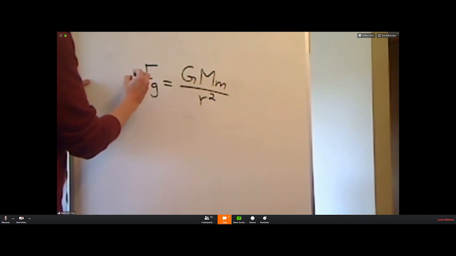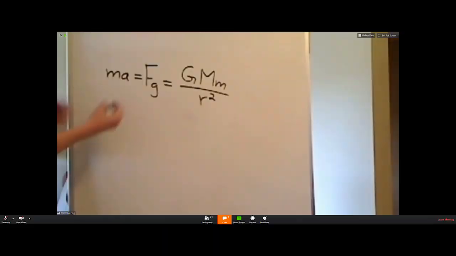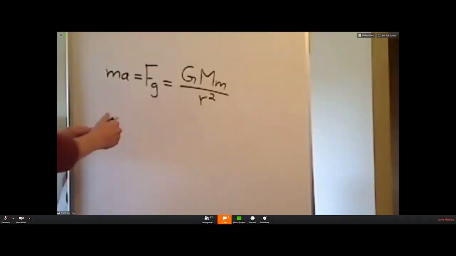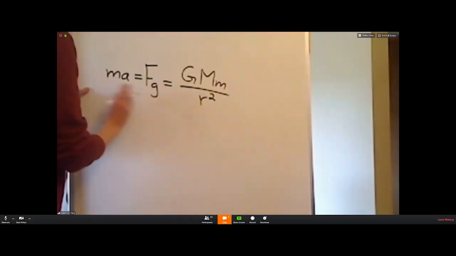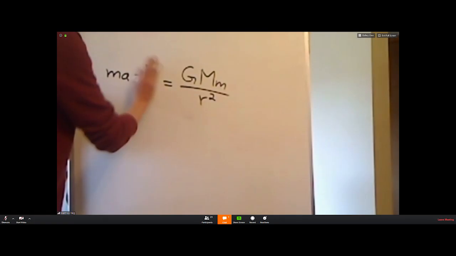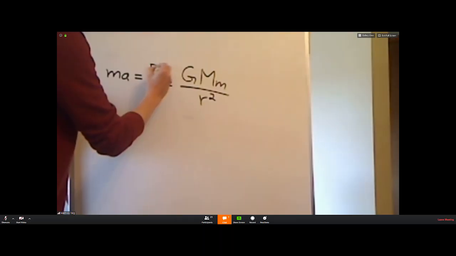So here's my thought. This is ma, and if you want to call that mg, you could call it mg. I'm going to call it a, for acceleration. So what's the acceleration? Obviously, just cancel off the m's there. So I'm just going to say force of gravity divided by mass is acceleration.